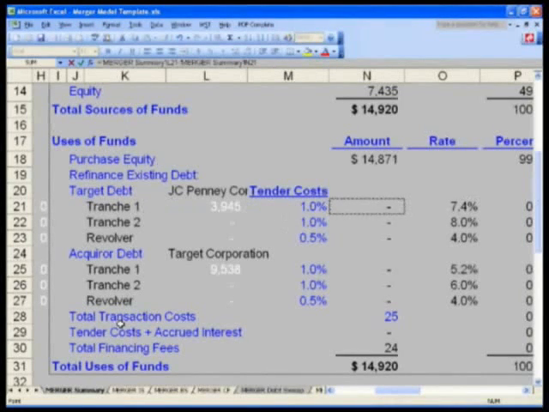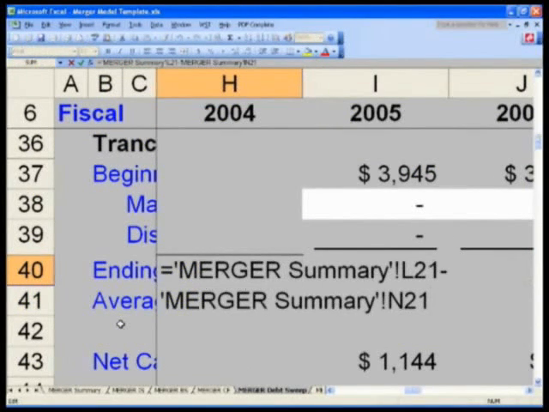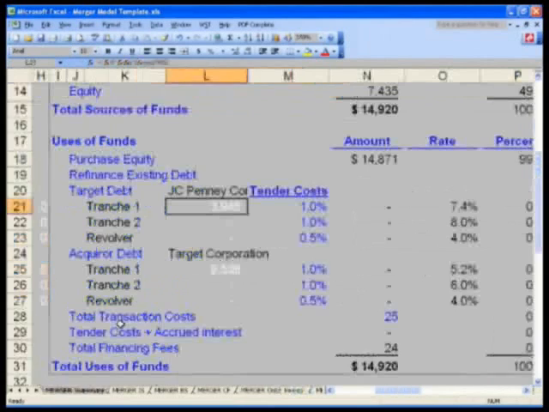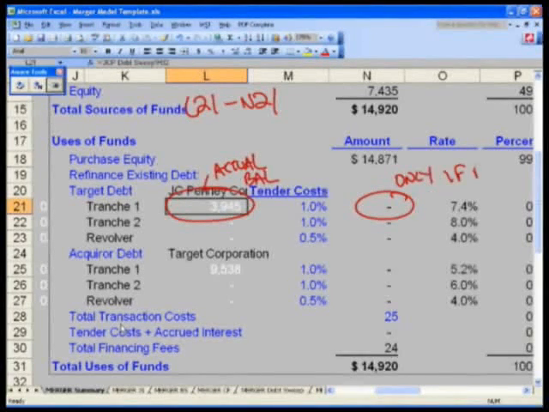Why are we doing this again? I'm going to hit enter first. I'm going to go control F bracket. Here's the formula again. Let me explain it. Control F bracket. We are going to take L21 minus N21. This is our actual current balance. This is only if refi.